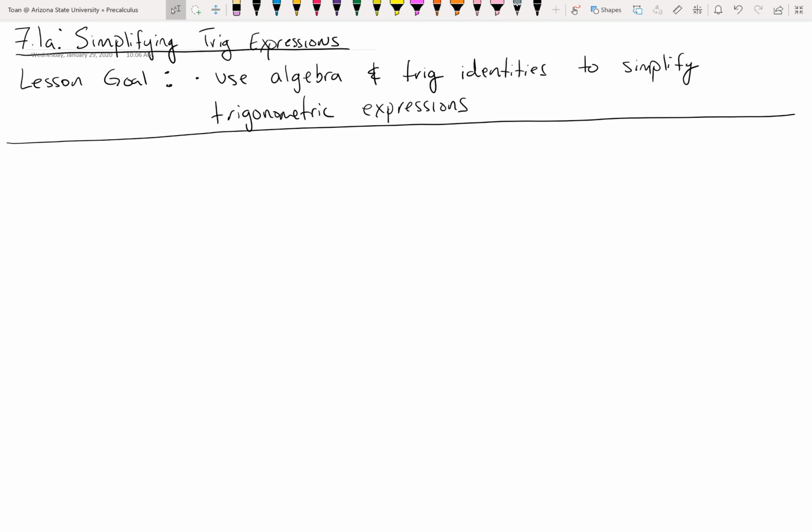So I'm going to split apart 7.1 over a course of several days. So 7.1a, we're going to talk about simplifying trig expressions. All in Unit 6, we did trig problems, solving triangles, angular speed, sectors, all that fun stuff. But we used a lot of geometric knowledge.